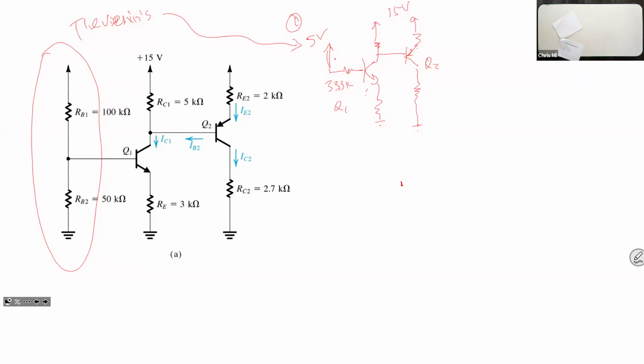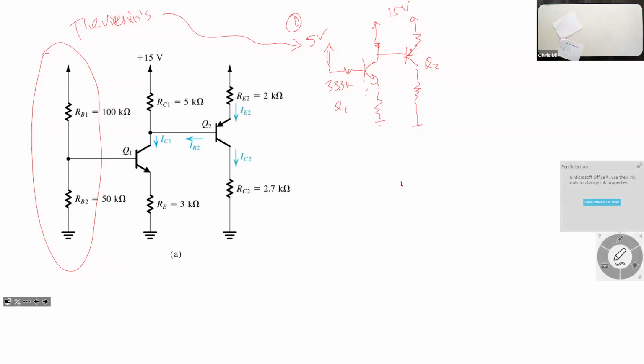So if we want a really good, detailed, exact solution, assuming beta is also not 0, we can write a couple of loop equations. The first loop equation you can write will be something like here.